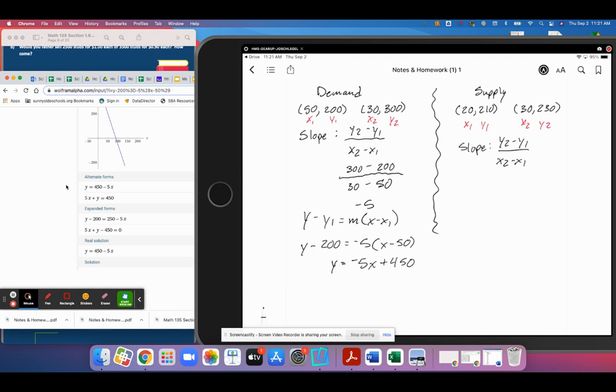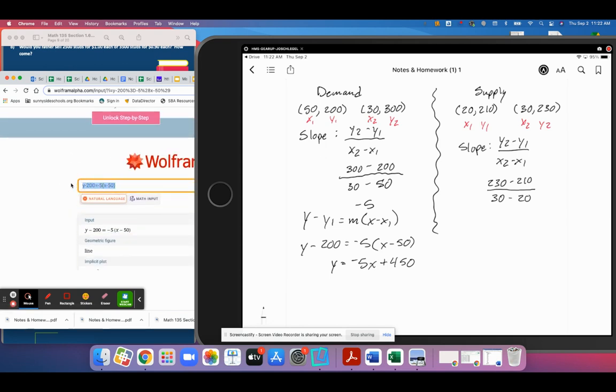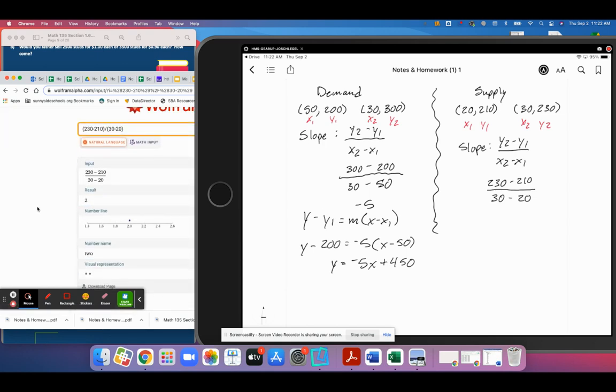And so we will have y2 is 230 minus y1 is 210 over, I forgot to put my minus signs first, 30 minus 20. We'll go ahead and swing that in there. And we get 230 minus 210 over 30 minus 20. I accidentally put one too many parentheses. There we go. And our slope for this ends up being 2.